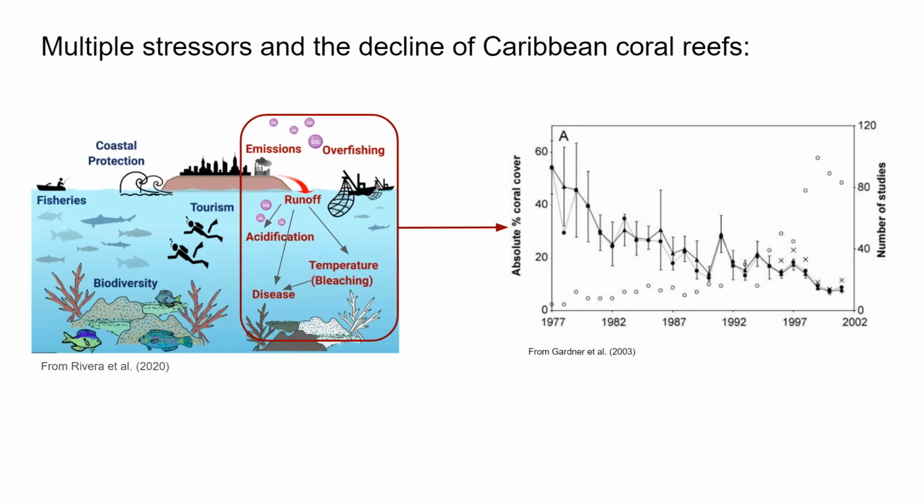So to put in context the importance of understanding Acropora cervicornis resilience, we need to look at the trends of the Caribbean coral reefs. Caribbean reefs have been exposed to multiple anthropogenic and natural stressors for decades, and these stressors have caused the loss of 50 to 80% of the coral cover since the 1970s.